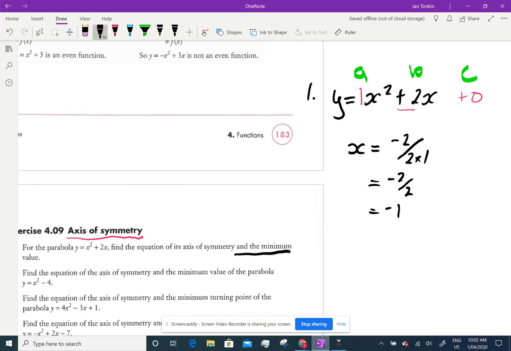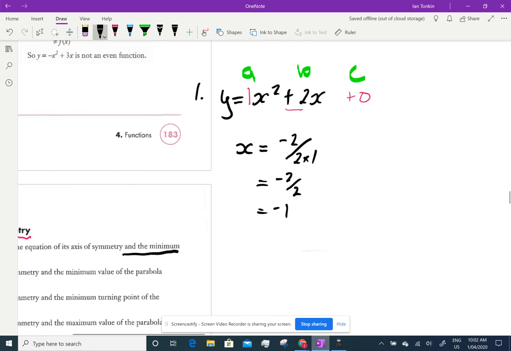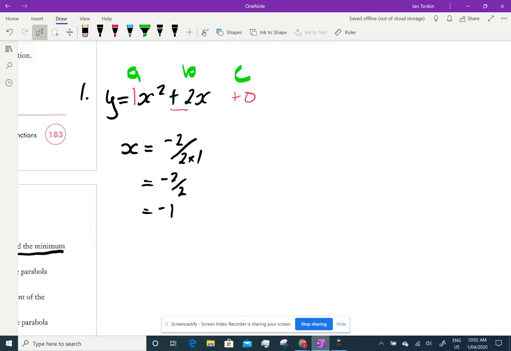And find the minimum value. Well, how do we know it's a minimum value? Because over here we have a positive parabola. The A is a positive number. It's 1. It's greater than 0. So that means the curve is concave up. And we've just found the x value of this point. We've found x equals -1. To find the minimum value, which will be wherever this point is, it's going to be at -1.